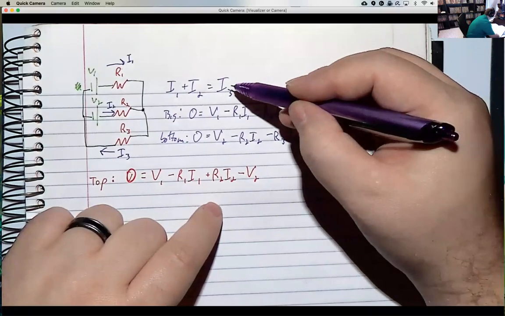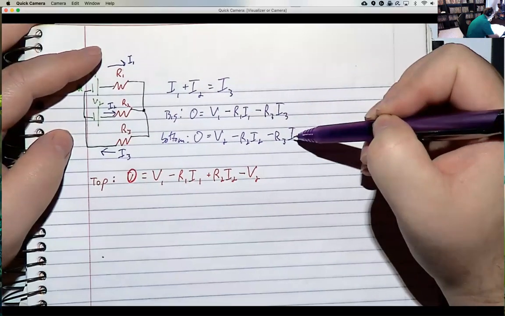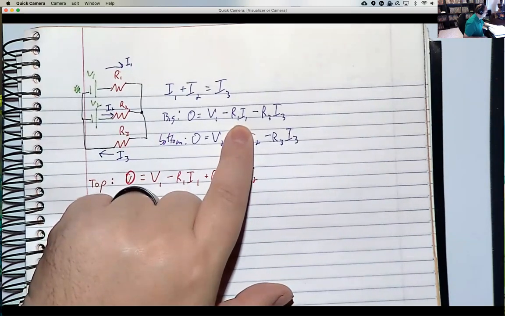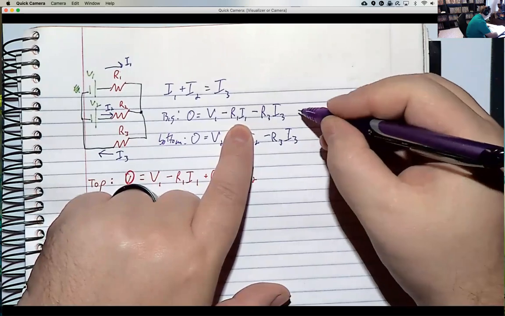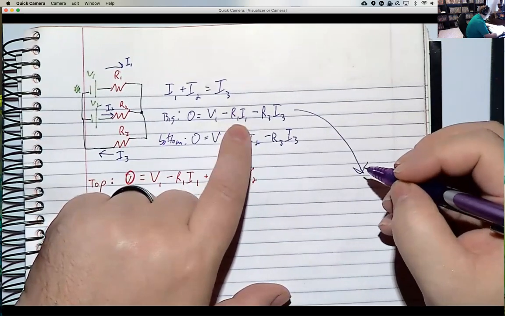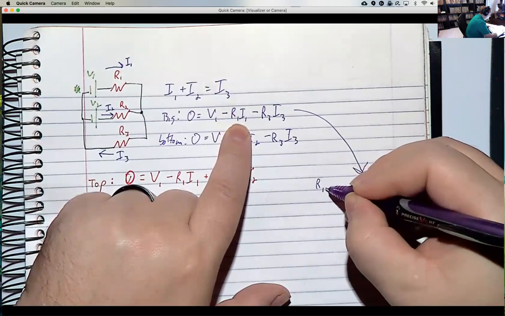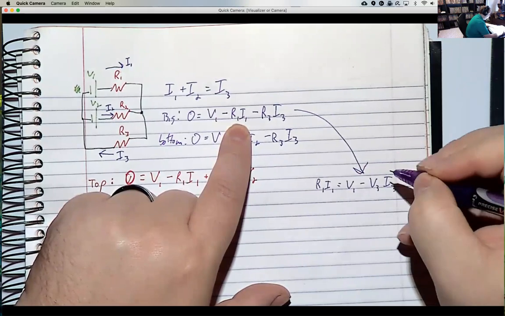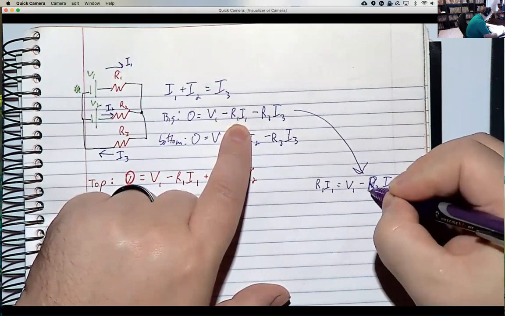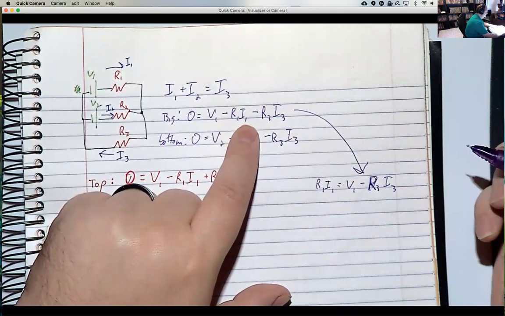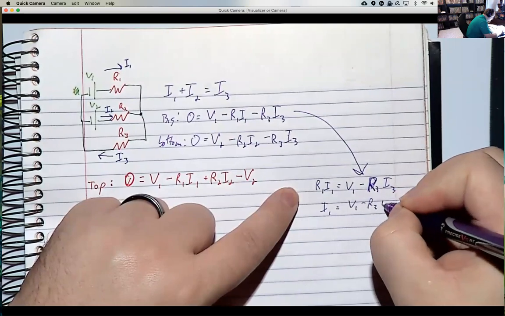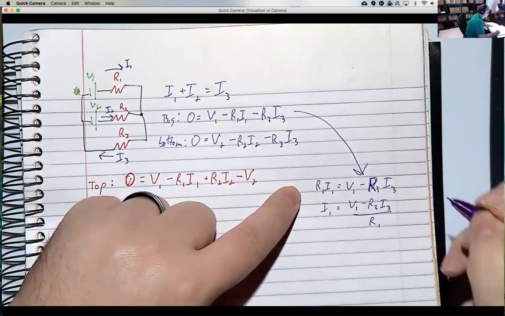Okay. I like to find the current that's in all 3 spots, I3, I3, I3. And I take my loop rules and I solve for everything that isn't that. So for this top equation, I'm going to solve for I1. I'm going to add R1, I1 to both sides, saying R1, I1 equals V1 minus R3, I3. I can then divide both sides by R1 and say I1 equals V1 minus R3, I3 over R1.